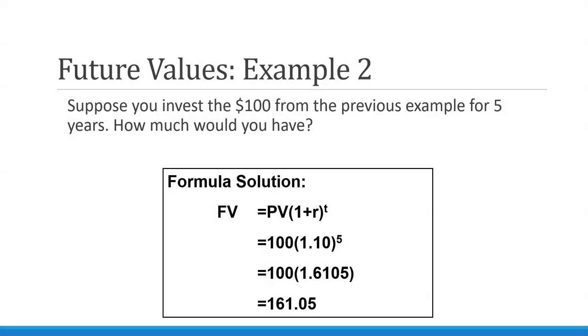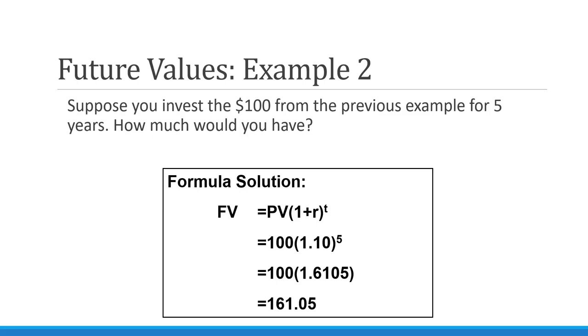So now we're going to look at an example. What if we invest the $100, but we invest it for 5 years? So we put that into our future value formula. Our present value is $100, our rate is 10%, and our time is 5 years. So 1.10 to the 5th power equals 1.6105.